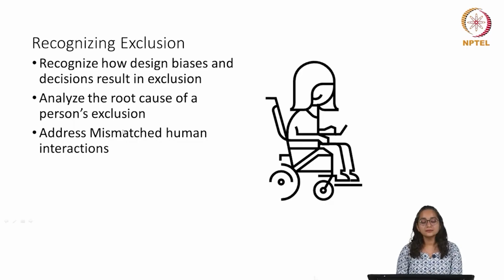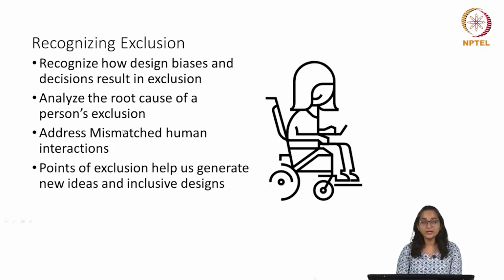Then there is this term which we would like to discuss, which is mismatched human interactions. We have had a short discussion about it. We will try to dive into it a little bit more, and this is also part of the first step of the inclusive design thinking process, that we should address the mismatched human interactions. The points of mismatch, the points of exclusion, help us generate new ideas and inclusive designs.